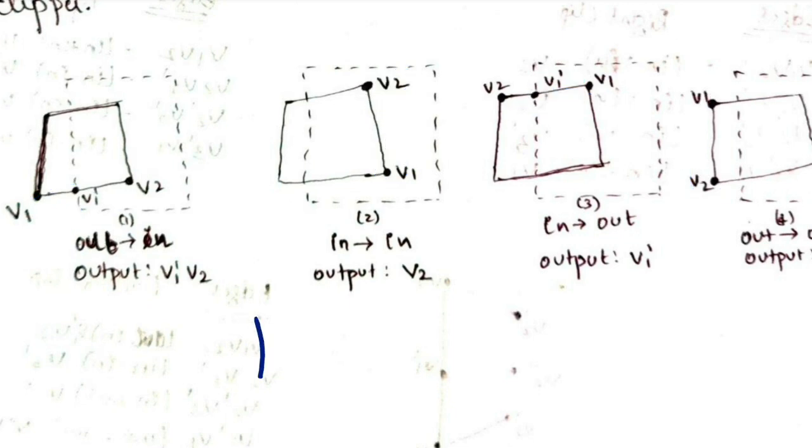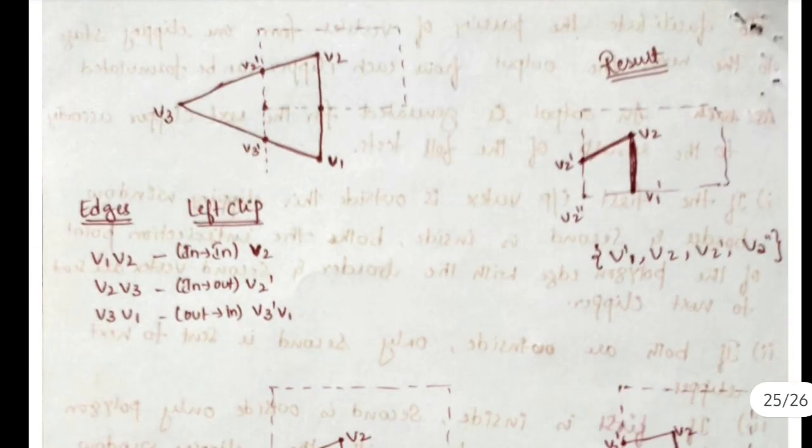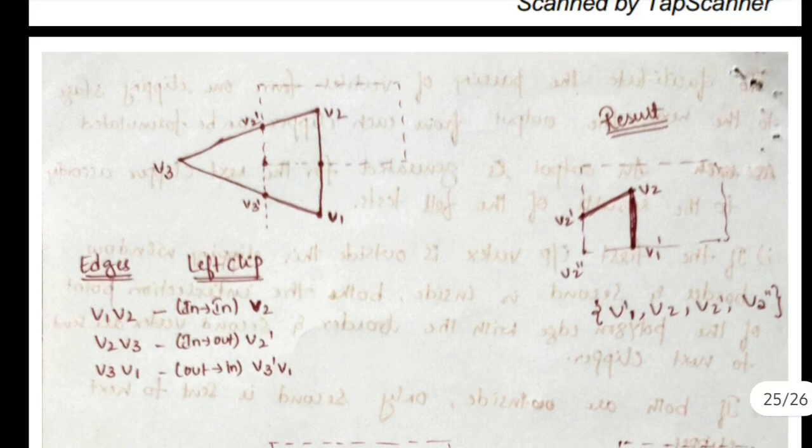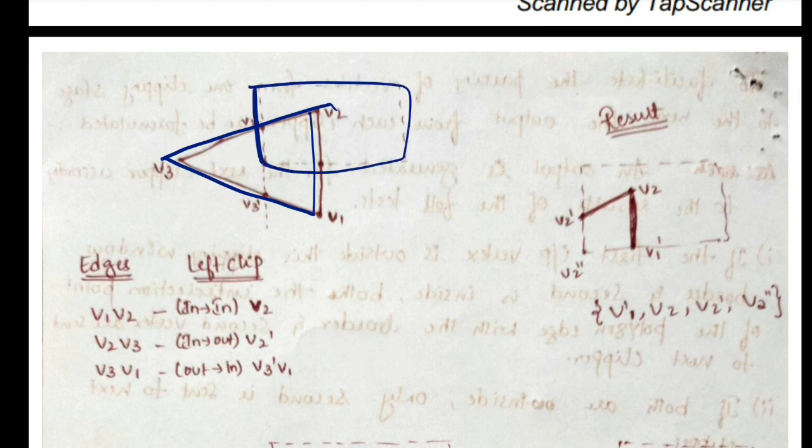Second is left, right, bottom, top. Okay, left, right, bottom, top. So let's see one simple example, then we will move on to the complex one. Okay, so this is the triangle which is given to us, and the clipping area is defined as this one.